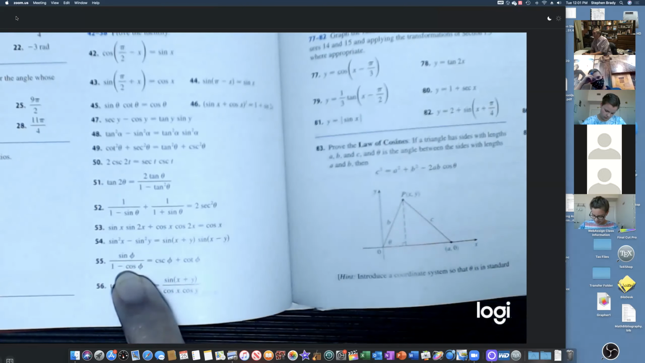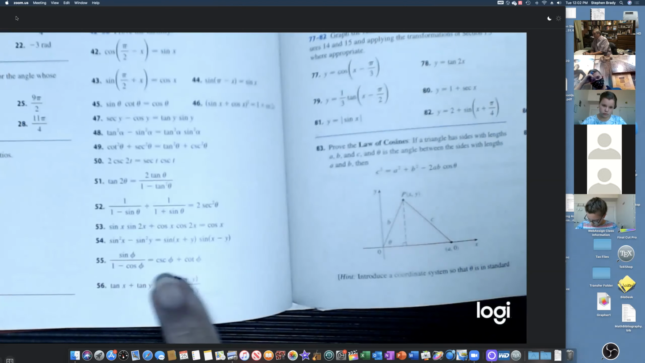so 1 minus cosine squared, that's sine squared. So what this left-hand side becomes is sine times 1 plus cosine divided by sine squared. Sine over sine squared is sine in denominator, so the left-hand side becomes 1 plus cosine over sine. I now divide the common denominator into 2 parts, and I get 1 over sine plus cosine over sine, which turns out to be this.